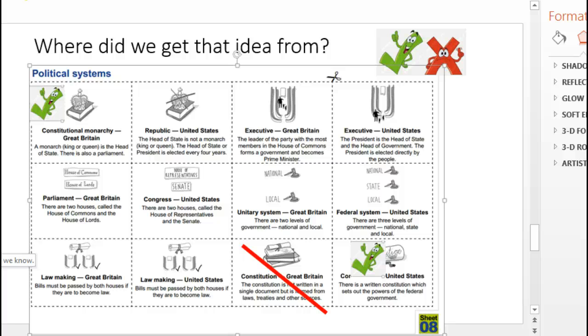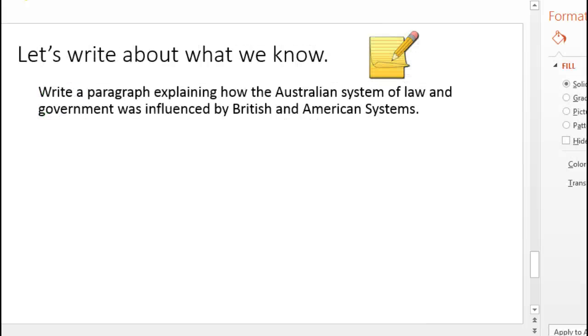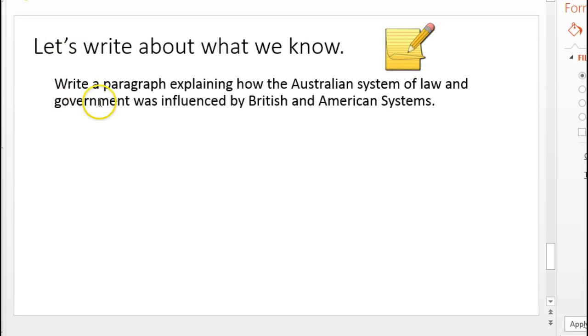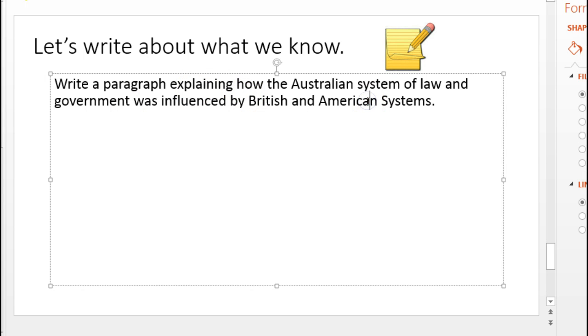Okay, so when you finish marking those with the ticks or crosses, we're going to move on to the last thing we need to do for this lesson. And that is to write a paragraph explaining how the Australian system of law and government was influenced by Britain and America.